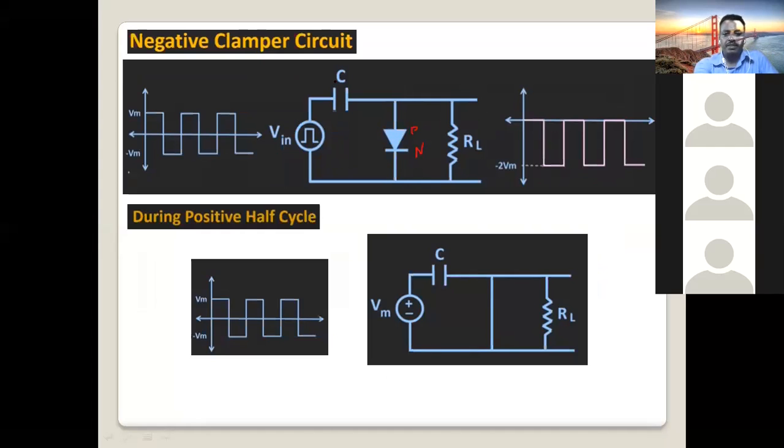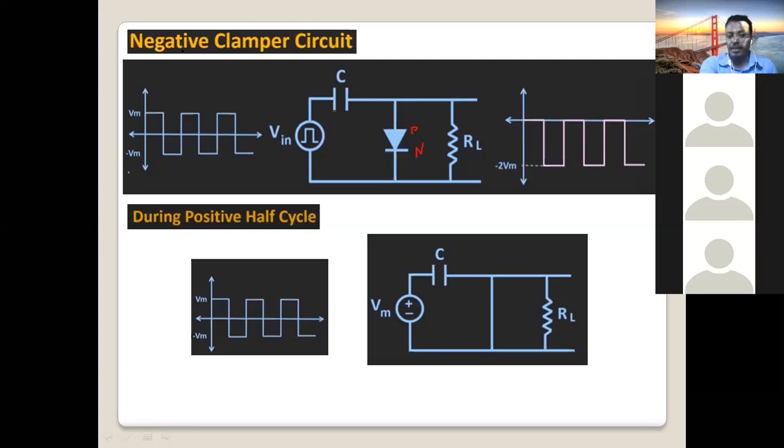Again, we have a capacitor here and our resistor here. In this case, let's check by applying a square waveform. You can apply any waveform to clampers, no problem. If you apply a square waveform, the output is also a square waveform. So what is the difference you see between input signal and output signal? This square waveform is shifted downward by this negative clamper.